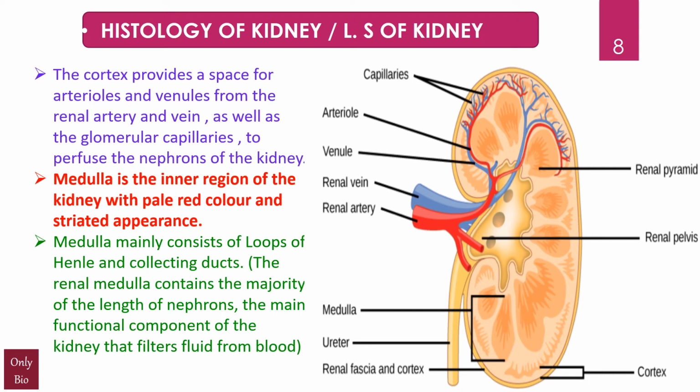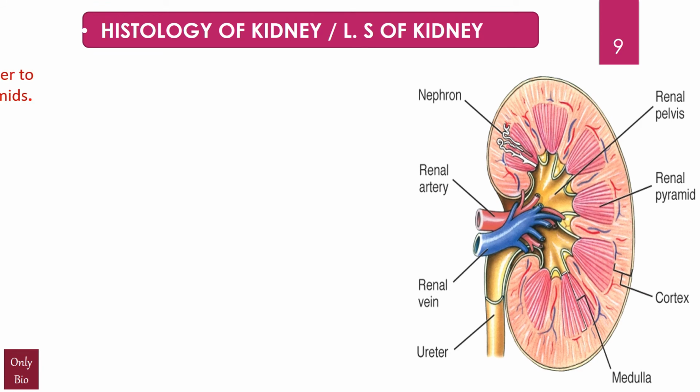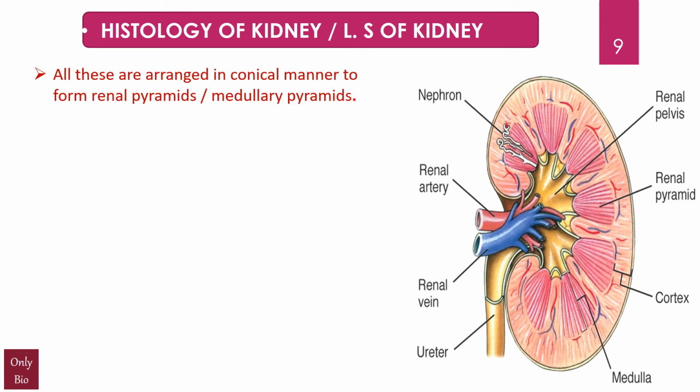Medulla mainly consists of loops of Henle and the collecting ducts. The renal medulla contains the majority of the length of the nephrons, the main functional component of the kidney that filters the fluid from the blood. Friends, on the right hand side, if you observe, zoom in please, you can see a nephron also being drawn for you to understand why the cortex is granular and why the medulla is striated. Please zoom in so that you can ideally understand.